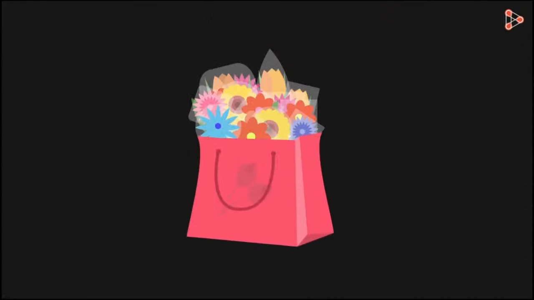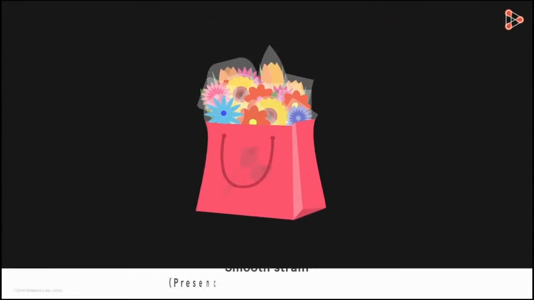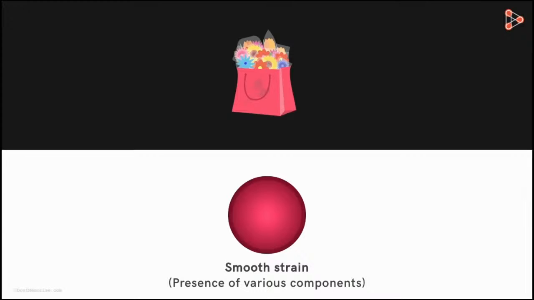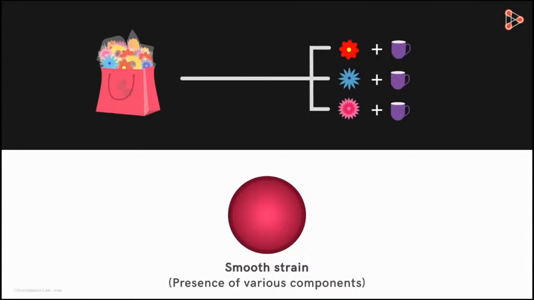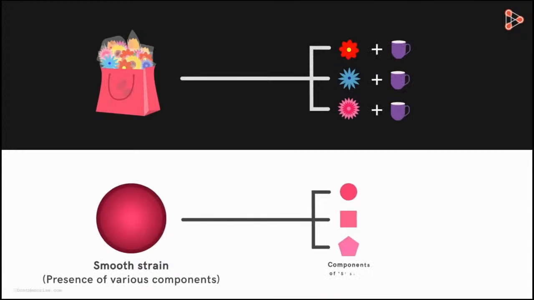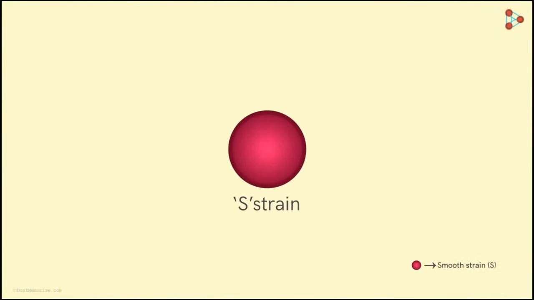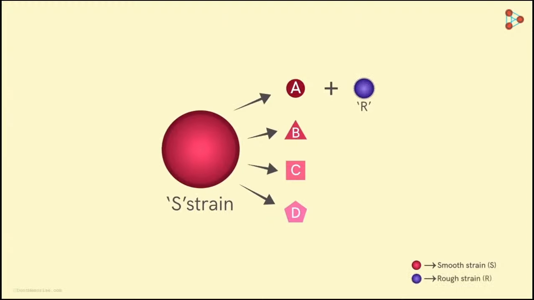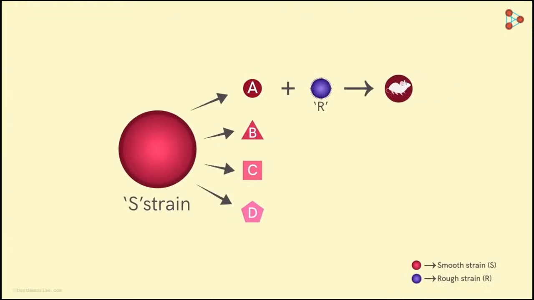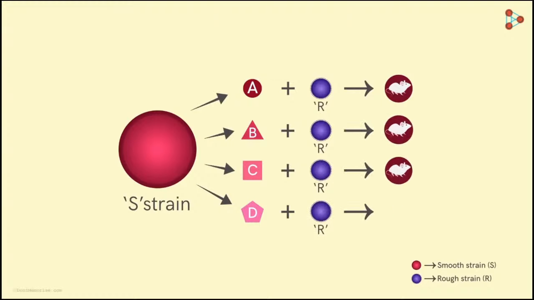Just like a bag filled with flowers, the smooth strain cells had various chemical components in them. And just like how we had to examine the touch of individual flowers, the scientists mixed every single chemical component individually with the rough strain. So let's say this smooth strain cell had these four components A, B, C and D in it. They mixed the component A with the rough strain and injected it in a live mouse. Similarly, they mixed all the other components individually with the rough strains and injected the mixtures in different mice.